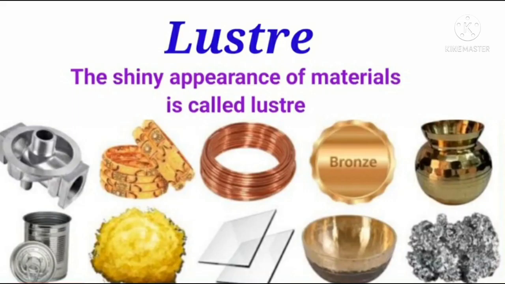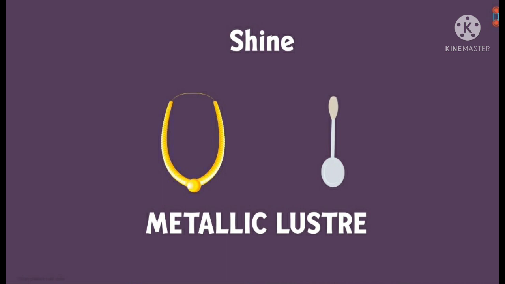Second property is luster. The shiny appearance of materials is called luster. Let us take an example of gold and aluminium. Does it shine? Yes, of course. Both gold and aluminium have a certain shine. The shine is called luster. And as both gold and aluminium are metals, this is known as metallic luster.